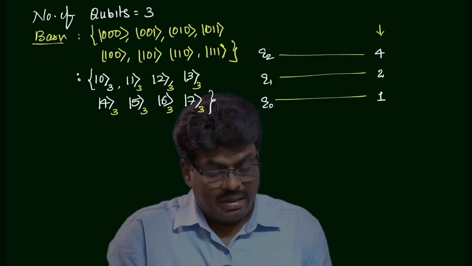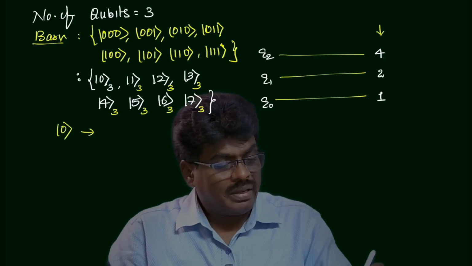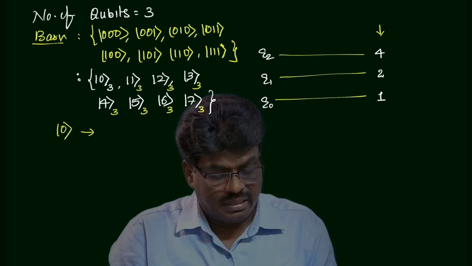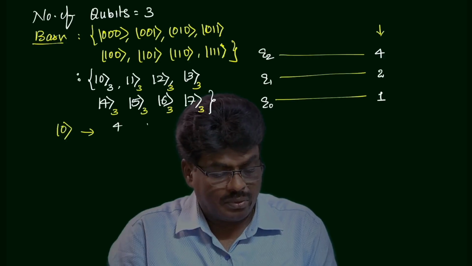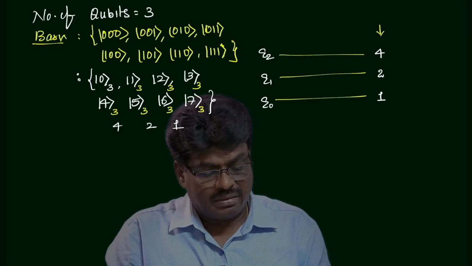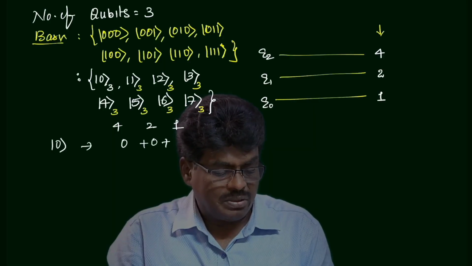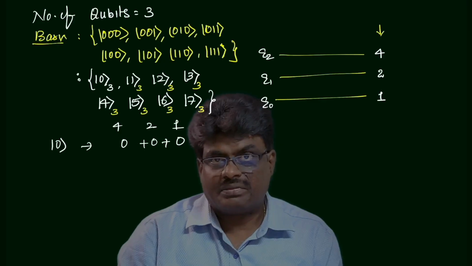Okay, so for example, what is the meaning of this zero state? So here I have 4, 2, 1, 3 states are there. That means 4, 2, 1. You just check how you will get this 0. So 0 state means here 0 plus 0 plus 0. That means all are off.